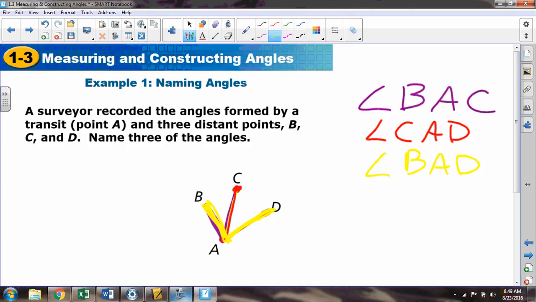What do you notice about all three angles? There's something in common for all of them. A is always in the middle. And it's not because there's anything special about the letter A, but with all of our letters, A was the vertex of the angle. That will always happen. If you are naming an angle, the vertex will always be the center letter.